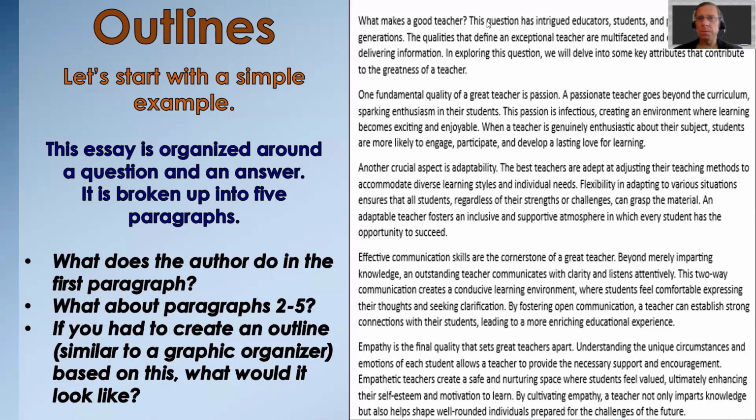What makes a good teacher? This question has intrigued educators, students, and parents alike for generations. The qualities that define an exceptional teacher are multifaceted and extend beyond just delivering information. In exploring this question, we will delve into some key attributes that contribute to the greatness of a teacher.